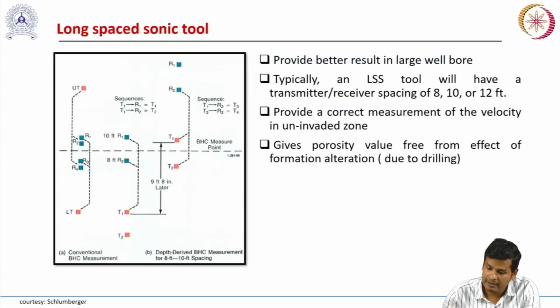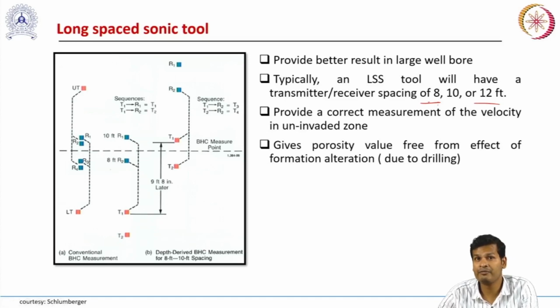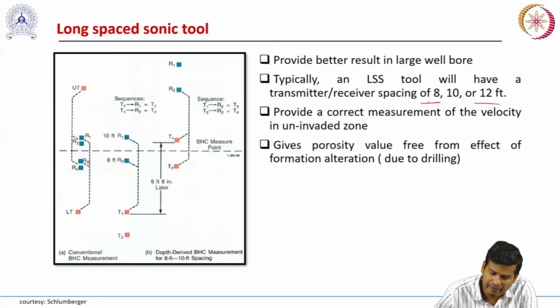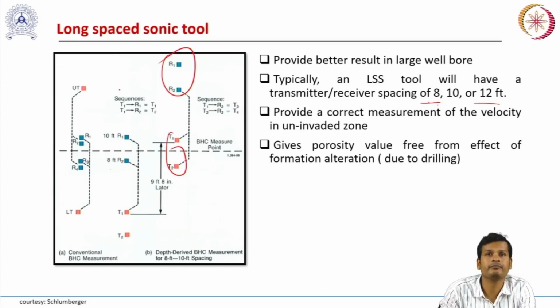You can see here we now have a spacing between the transmitter and receiver of 8 feet, 10 feet or 12 feet. Earlier, the maximum spacing was 5 feet between the first transmitter and the farthest receiver. Now the farthest receiver will be at least 10 or 12 feet apart. Now the compensation part. Earlier, the borehole compensation was done by taking the average of two sets of transmitter and four receiver. But in this figure, we have only two transmitters and two receivers. We do not have two transmitters and four receivers.